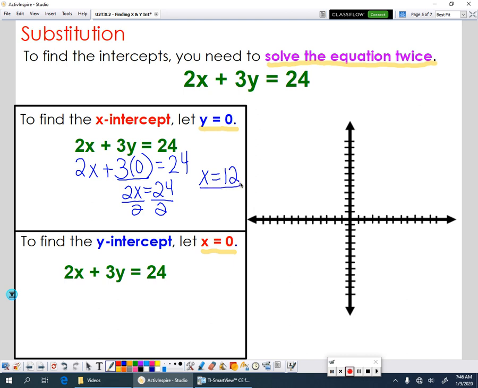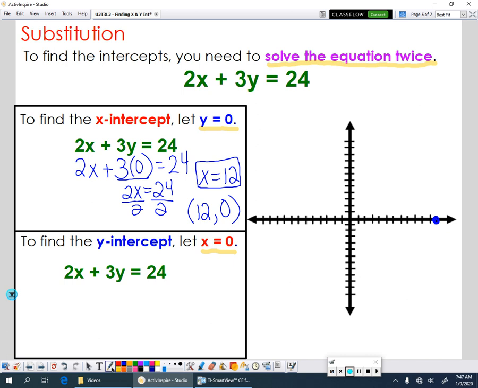Now this 12 is the x value of the ordered pair we have for our x-intercept. So my x value is 12. Remember, the y value we substituted in was 0, and that gives you your ordered pair. We can graph that right on our graph at 12, 0.